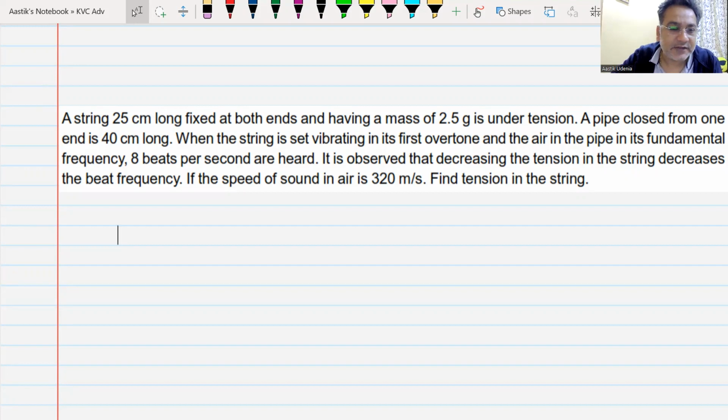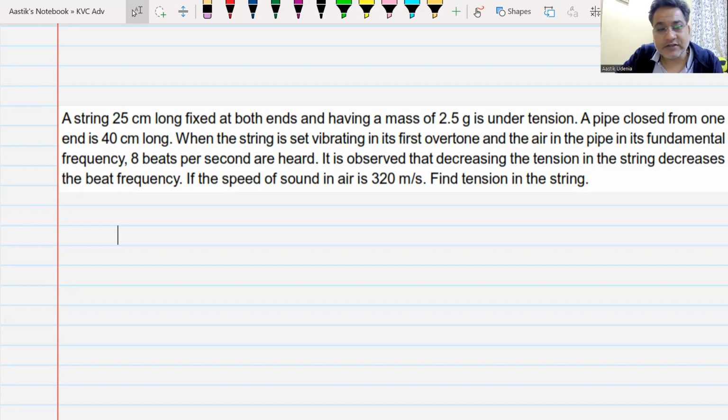A string 25 centimeter long is fixed at both ends, having a mass of 2.5 grams, and is under tension. A pipe closed from one end is 40 centimeter long. When the string is set vibrating in its first overtone and the air in the pipe is in its fundamental frequency, 8 beats are heard. It is observed that decreasing the tension in the string decreases the beat frequency. If the speed of sound is 320, find the tension in the string.